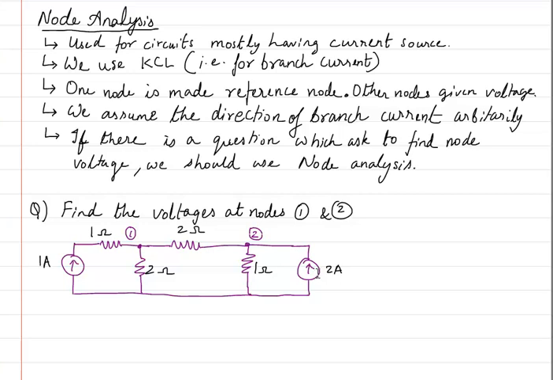It does not mean that the other cannot be used. If there is a circuit which has only voltage sources, it does not mean that we cannot solve it using nodal analysis. We can, but if given a choice, generally we would go for mesh analysis. Similarly, circuits having current sources are mostly done using node analysis, but it does not mean that we cannot use mesh analysis here. We can use mesh analysis.